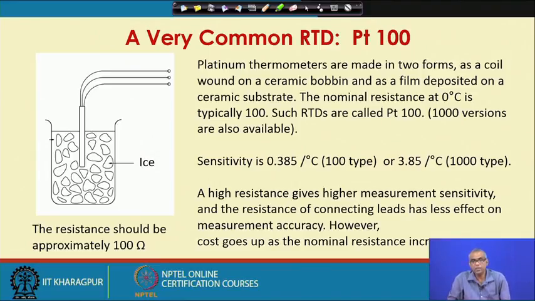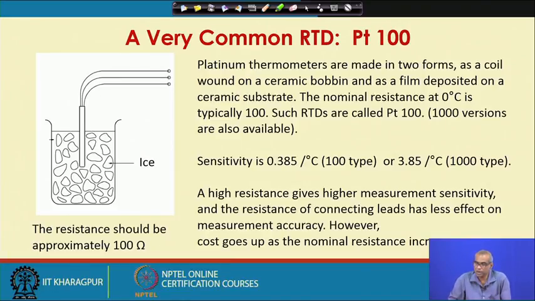A very common RTD is PT100 or platinum 100. PT stands for platinum. So, you will very commonly find in laboratories or in industries an RTD known as PT100. So, platinum thermometers are made in two forms as discussed previously, as a coil wound on a ceramic bobbin or as a film deposited on a ceramic substrate.